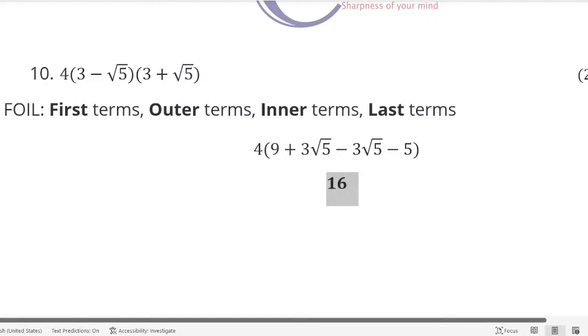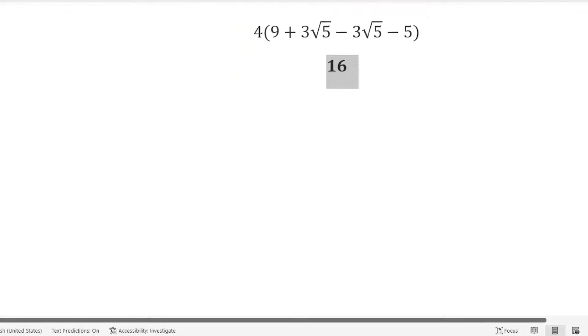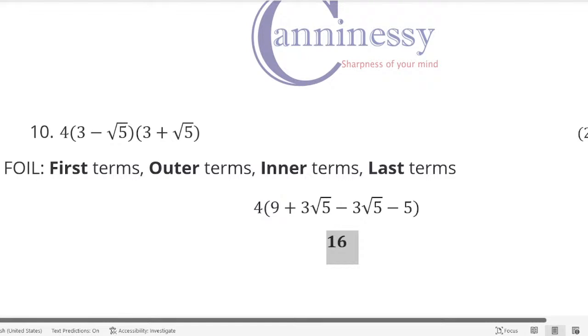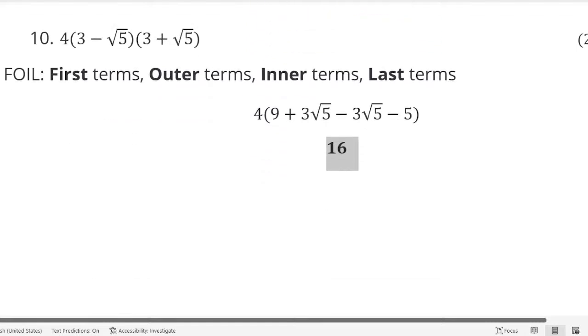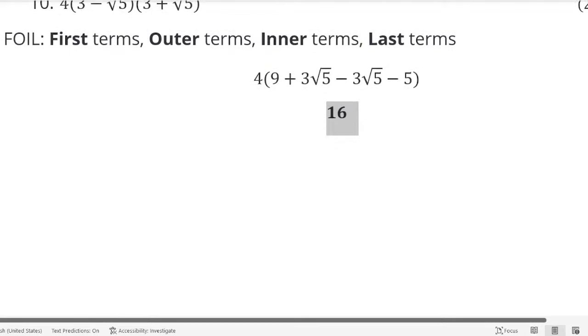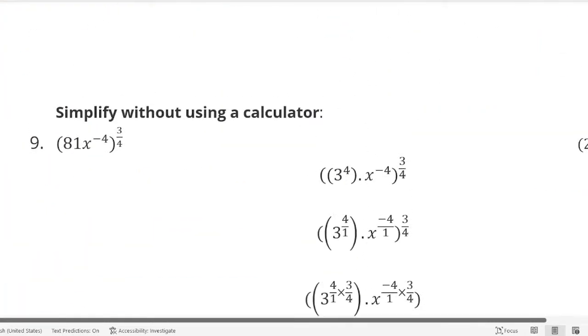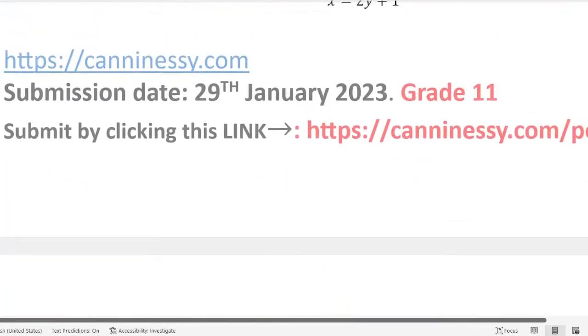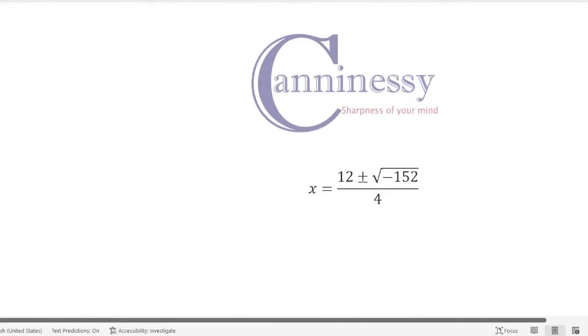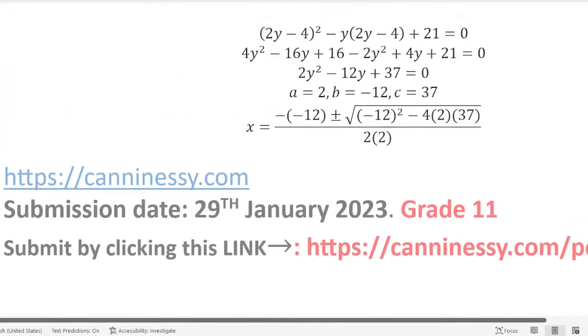So I will send the answers, but what I want you to do, I'm going to give you homework that you can work with. Then I will send you the answers. If you don't understand, let me know so that I can explain further.